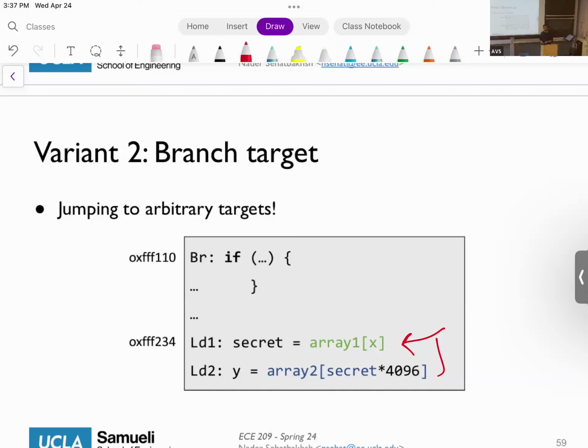Because all the branch predictors work on history. So if you give them wrong history, they will learn wrong history. So it will jump to whatever you want it to jump to. Okay. So this is what we call variant 2 of Spectre. It's just the exact same mechanics. The difference is the address that this jumps to is different than what address it is supposed to. Okay.